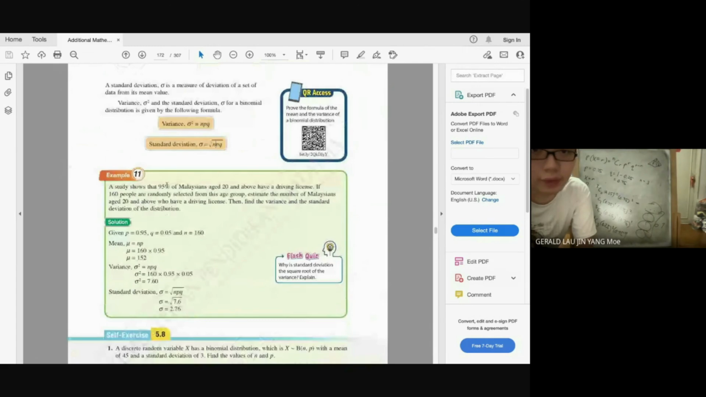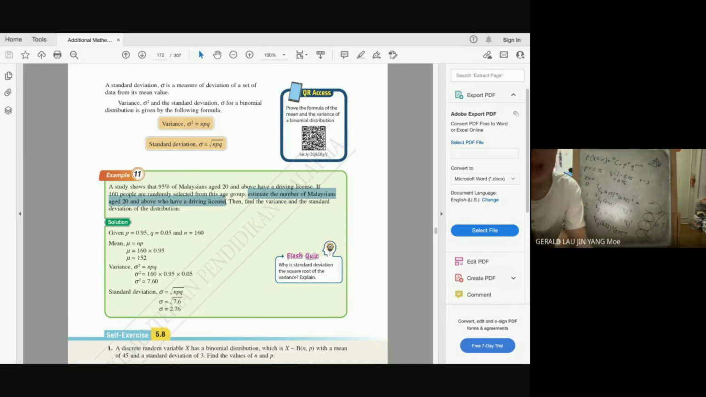So look at this example. Study shows that 95% of Malaysians aged 20 and above have a driving license. 160 is your n, because 160 people. 0.95 is your success, 0.05 is your failure. So you already have your p, your q, and your n. So find the variance and standard deviation. Did they ask you to estimate the number of Malaysians? If they ask you to estimate, that means this one is the mean.